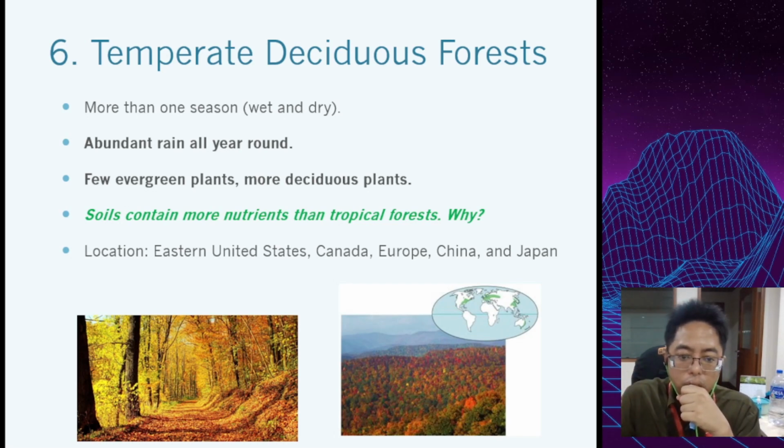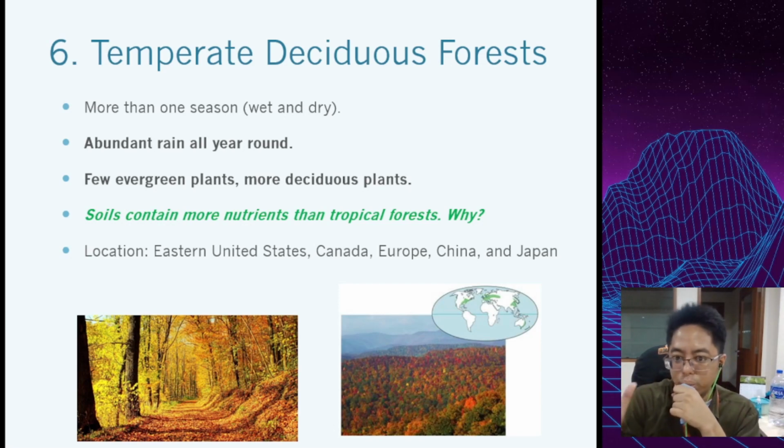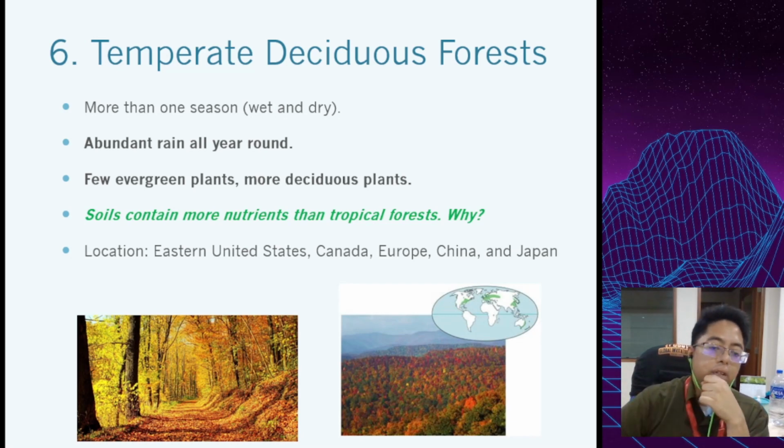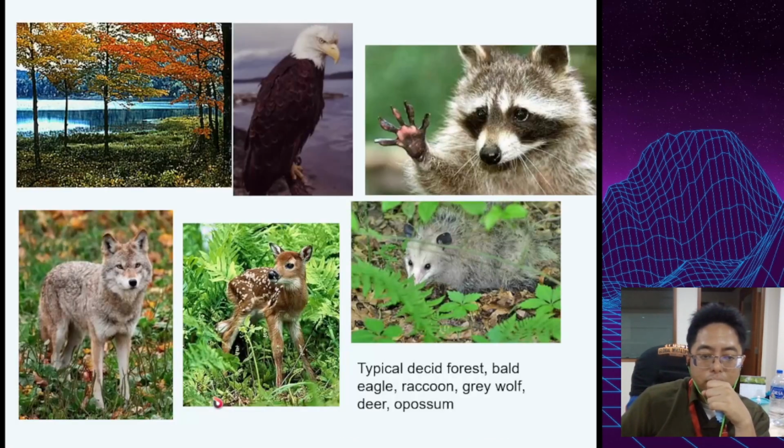Usually the leaf will change color. When the leaf changes color, it will fall on the ground. When they fall on the ground and decompose, all of the nutrients within the leaves will be returned back to the soil. Unlike the rainforest, where the leaves just stay green all year long, so they will never fall down until they die. Locations for the temperate deciduous forests: Eastern United States, Canada, Europe, China, and Japan.